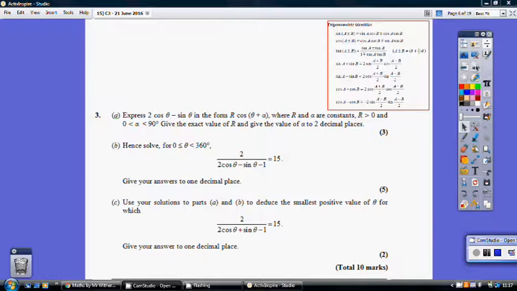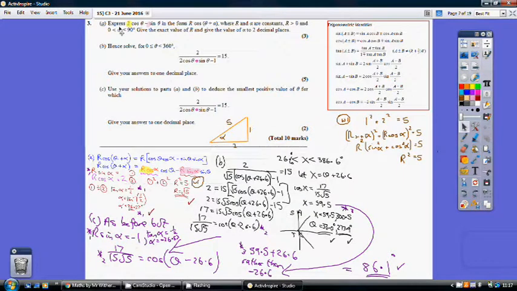Question 3. So for part A, we're going to use the cos A plus B trig identity. So cos A plus B equals cos A cos B minus sin A sin B. So we line that up with what we've got to express, and we can see that our r cos alpha has got to equate to 2, and our r sin alpha is equating to the 1. So r sin alpha equals 1, r cos alpha equals 2.